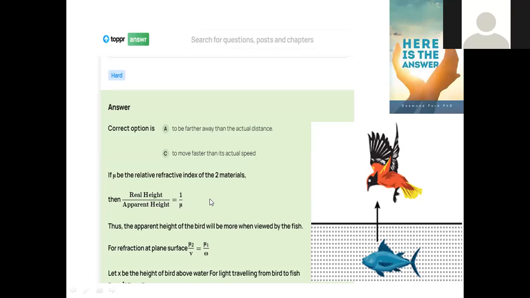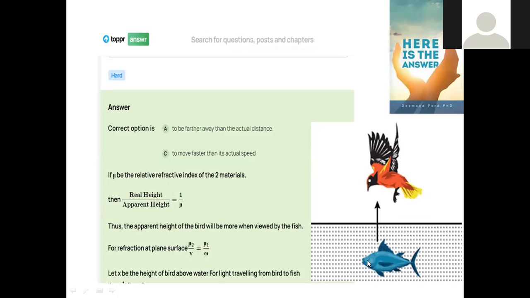That means we apply the refraction equation just to derive it. What equation did we draw? If mu is the relative refractive index in the denser medium. Here you can find the bird is present in the air. This is a rarer medium. The fish is in the denser medium, that is water. So two different mediums are there. When this fish is watching, what happens?